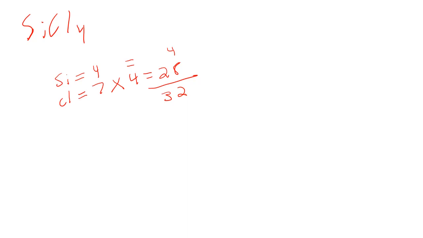So we have to think about which one's going to be our central atom. If we look at the periodic table, silicon is less electronegative than chlorine, which makes it more ideal for being a central atom since it's not going to pull the electrons towards itself. So we can put our silicon in the middle and our chlorines around it. And then we're going to give everybody their lone pairs.